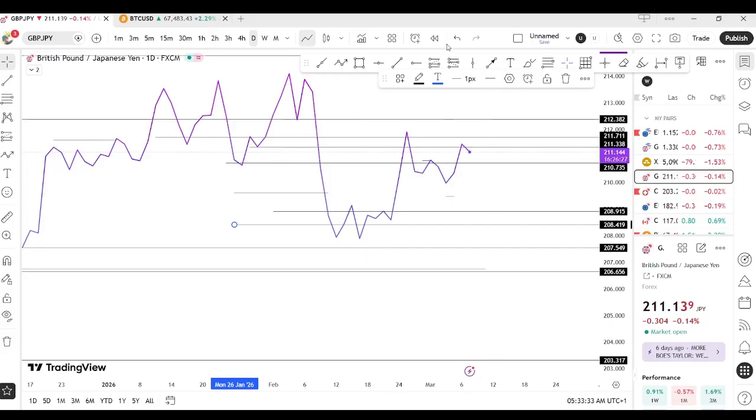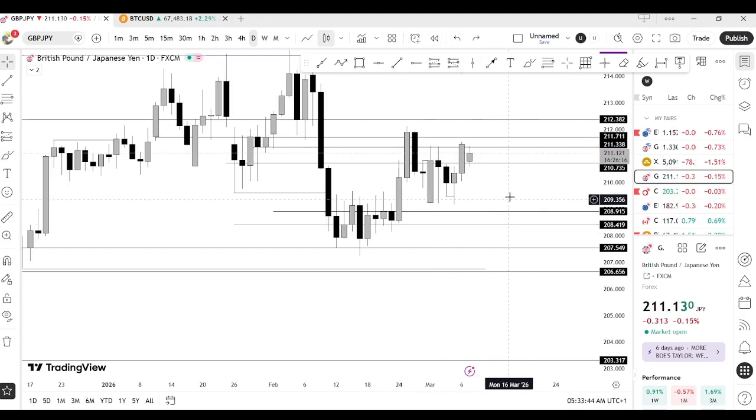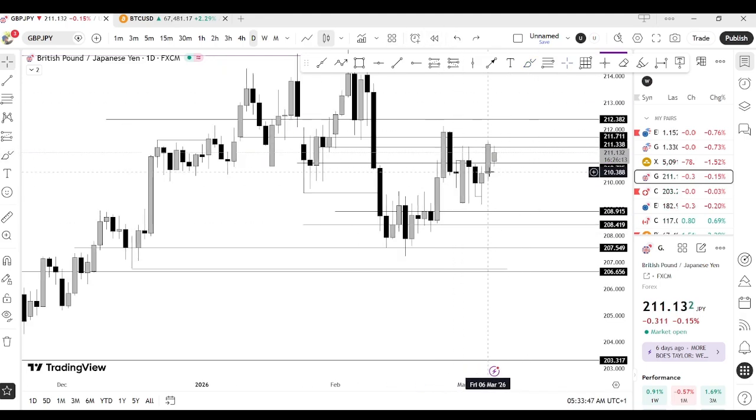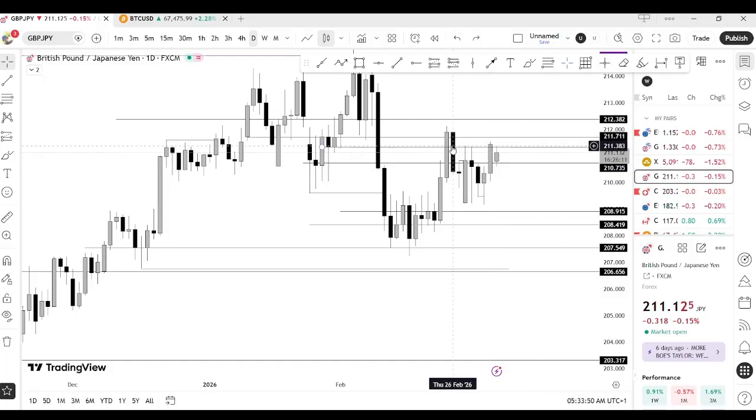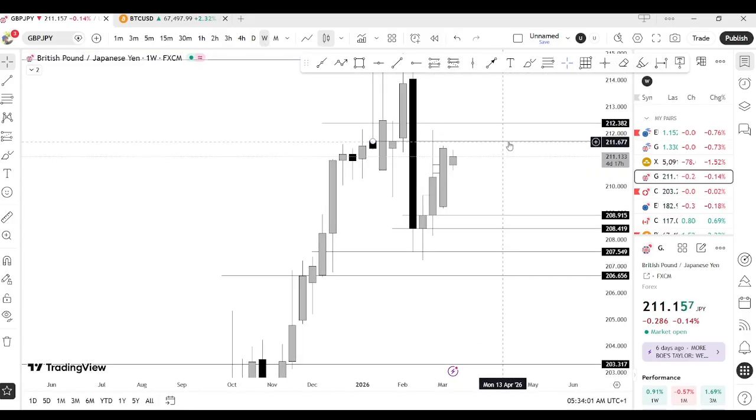Let me just switch it to a line chart. So it tested it here and gave us a break here. So we know that GJ is bullish. GBPJPY is absolutely bullish. Let me reduce some of these lines. The lines are too much. I should keep this one since we are just rejecting it. Let's go back to the weekly time frame.